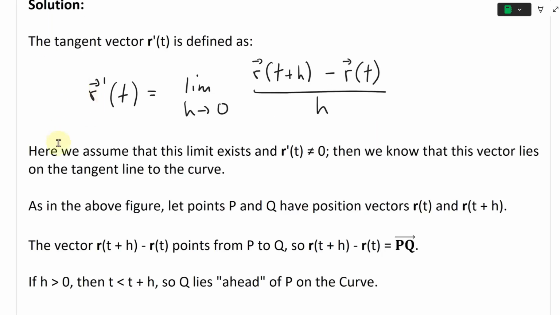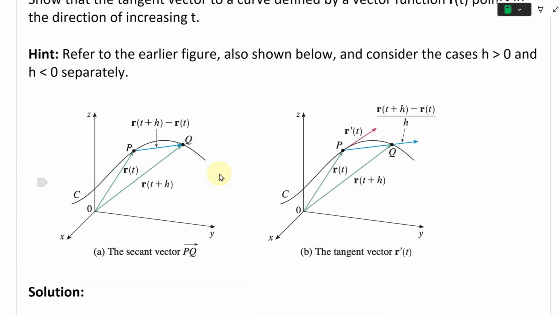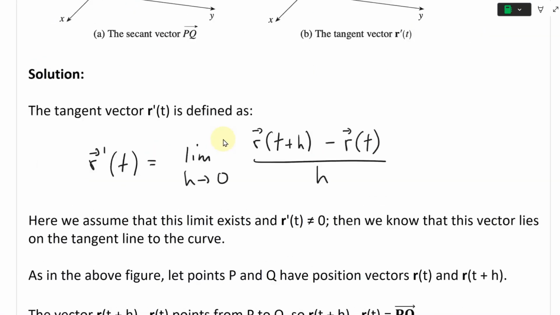Now here we assume that this limit exists, and that the derivative r prime of t is not equal to 0. So let's say it exists and it's not equal to 0, and then we know that this vector lies on the tangent line to the curve. So basically this is the tangent line straight across there, and it's going to be in one of those directions, up or down.